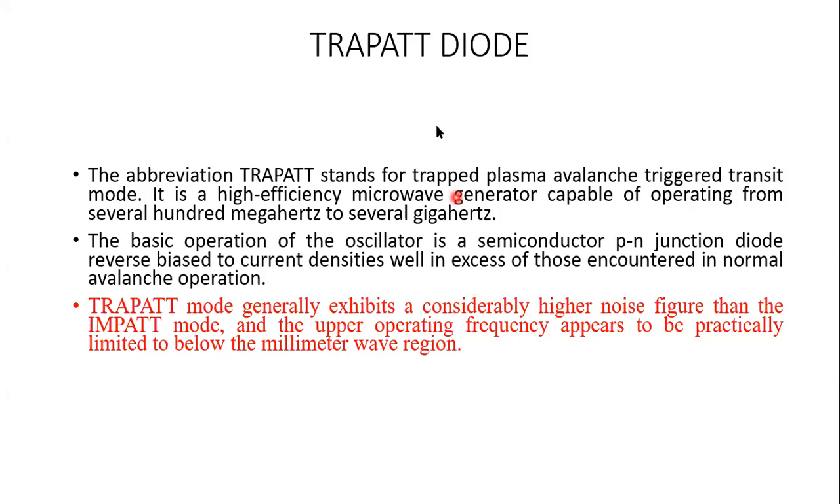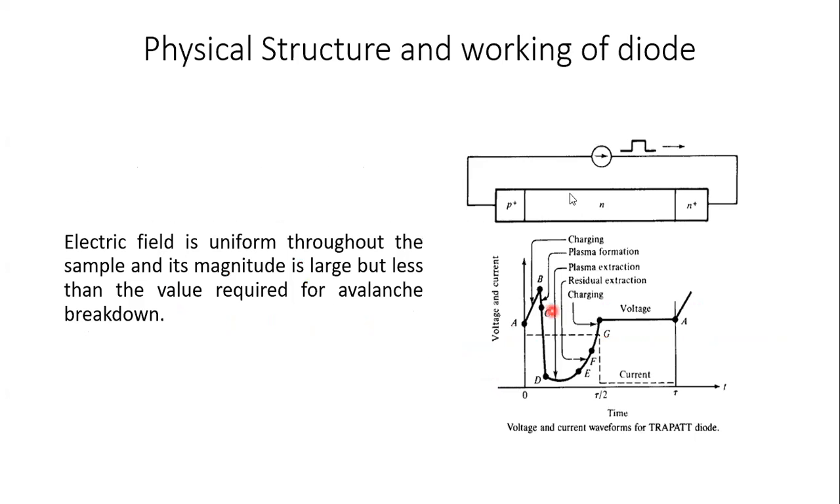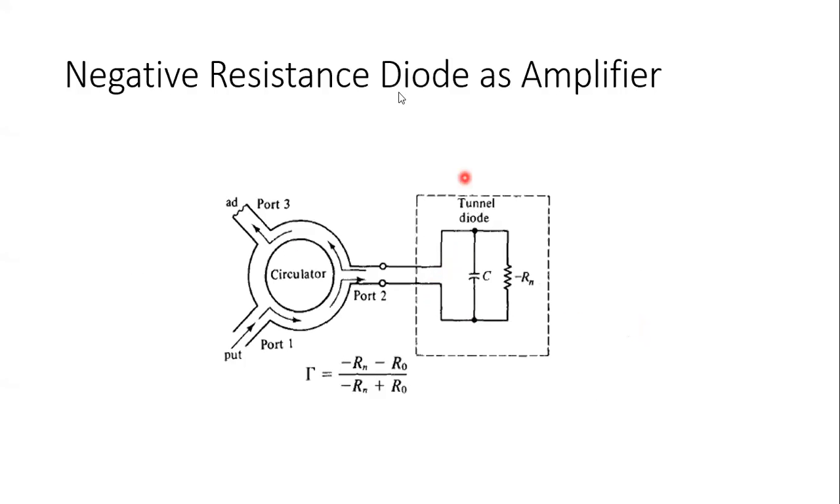Now, what is the difference between the IMPATT and TRAPATT? The TRAPATT has a higher noise figure. Higher noise figure means it is less noisy as compared to the IMPATT. That is the advantage of the TRAPATT. So TRAPATT is better than the IMPATT because it is less noisy. Otherwise, the behavior is similar. Now, how do we make use of these negative resistance devices as an amplifier?